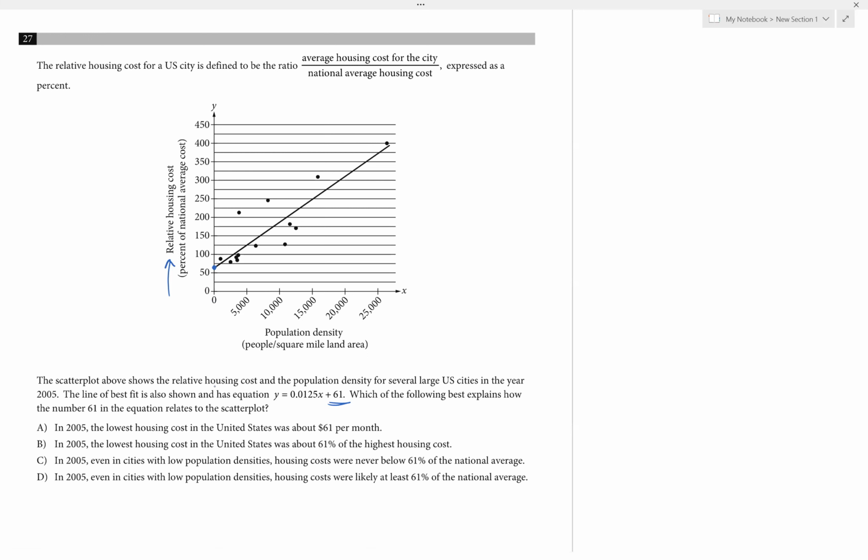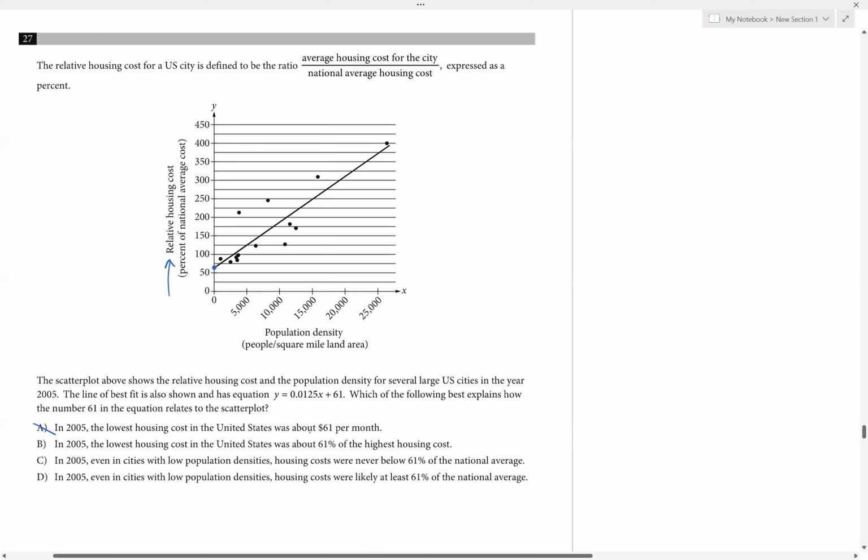A says in 2005, the lowest housing cost in the US was about $61 per month. Well, no, that's not true, because we said 61 represents a percentage of the national average. So it's not going to be $61. It's not a dollar amount. So that's not going to work.